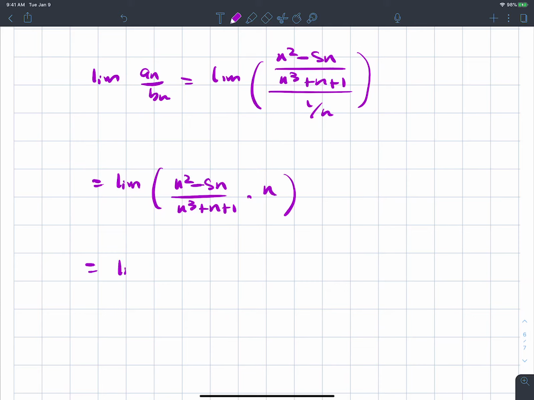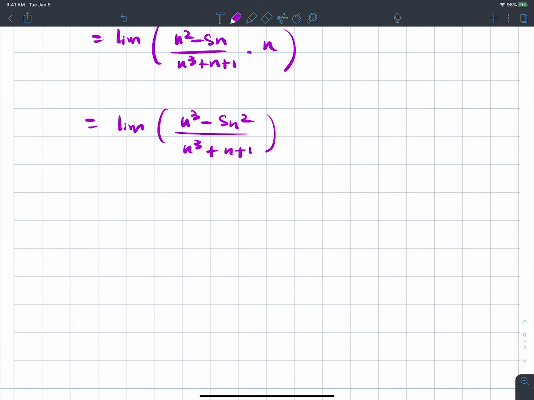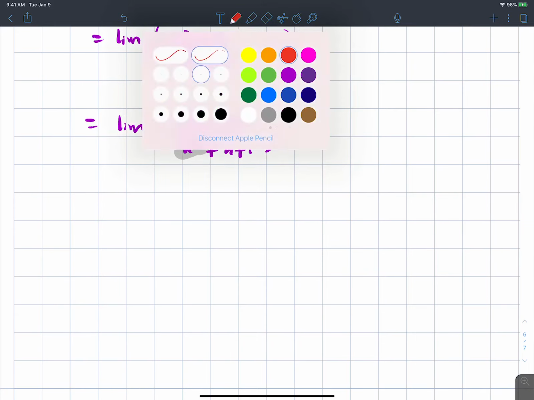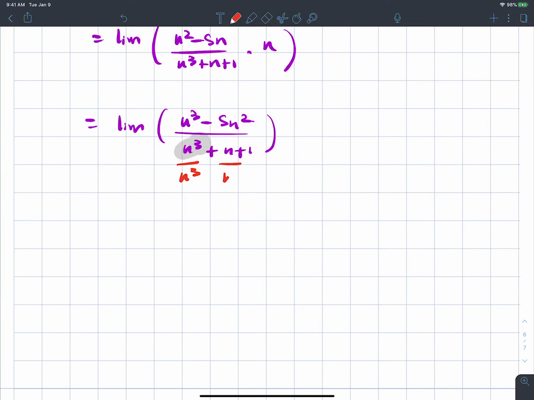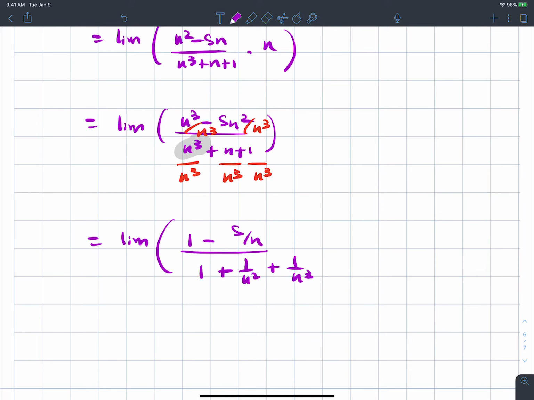And just doing a little algebra here, we end up with n cubed minus 5n squared over n cubed plus n plus 1. And now we're going to do the same things. This is a calculus 1 question. Divide by the variable with the highest power in the denominator. N cubed, n cubed, n cubed, n cubed. Limit 1 minus 5 over n over 1 plus 1 over n squared plus 1 over n cubed.